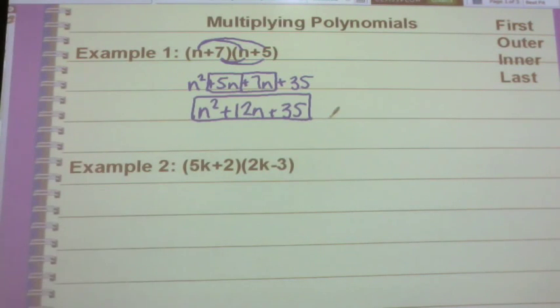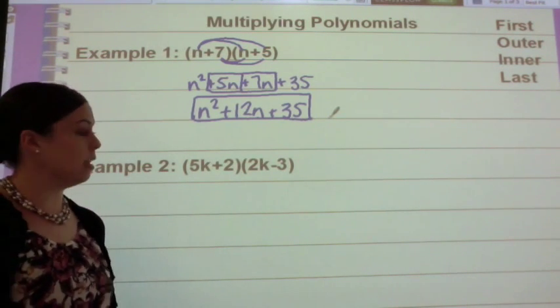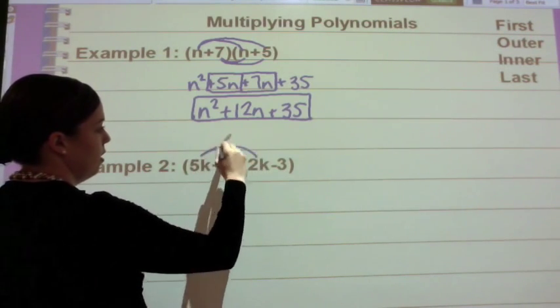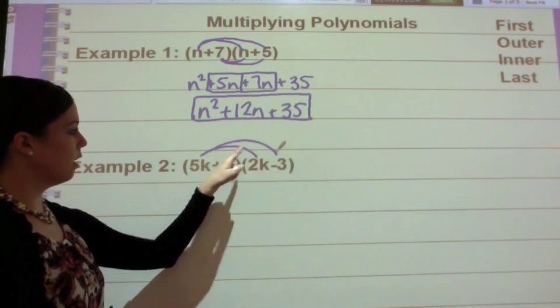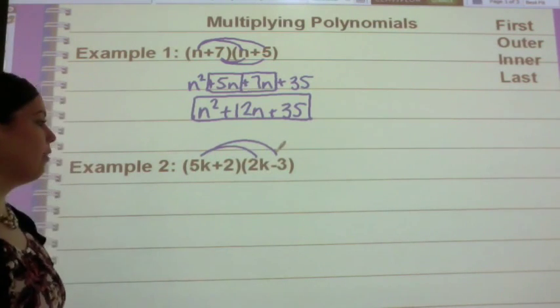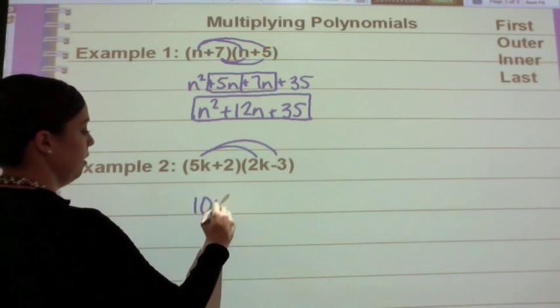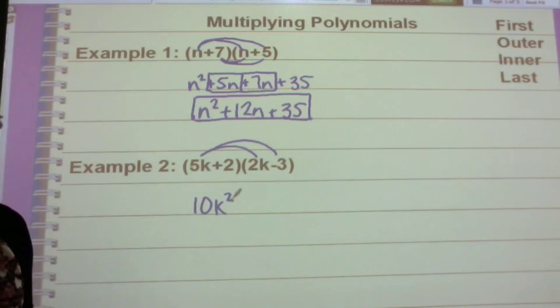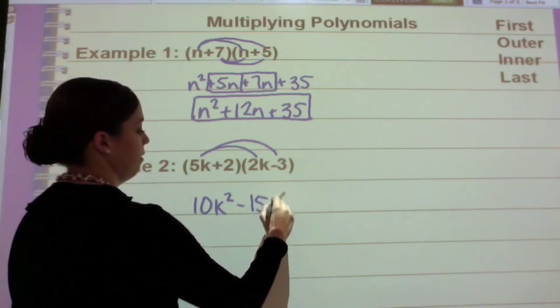Okay, so let's look at another example. If I think about it as FOIL or distributing twice, it's the same thing. So I'm going to distribute this 5k to these two terms here. That's my first and that's my outer. 5k times 2k is 10k squared. 5k times negative 3 is negative 15k.